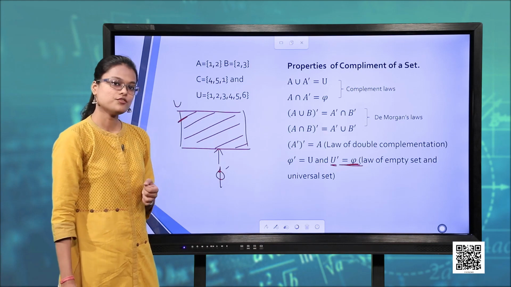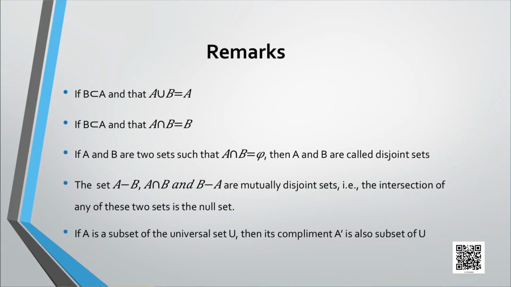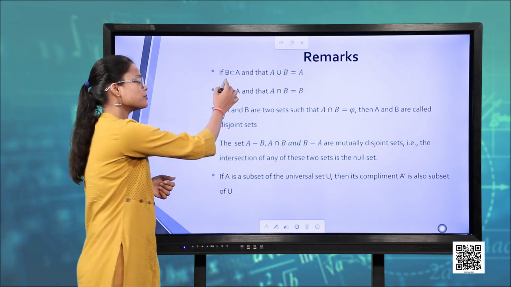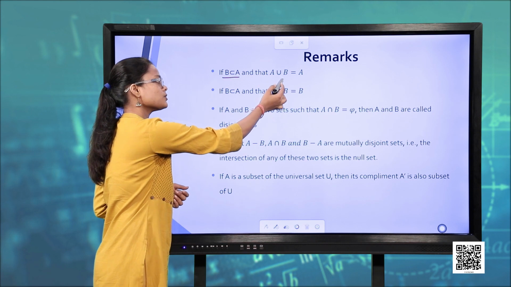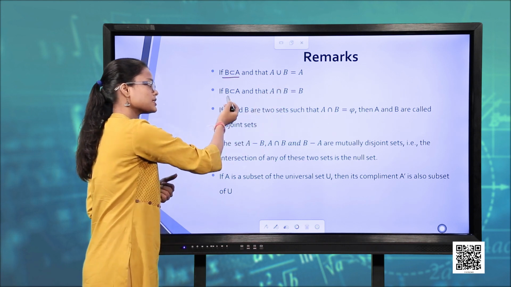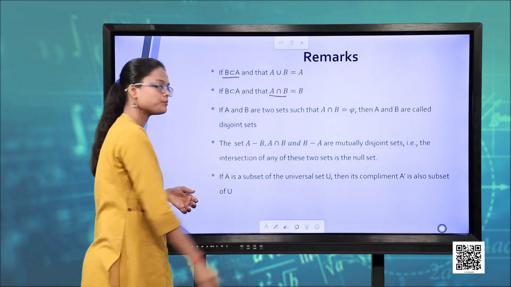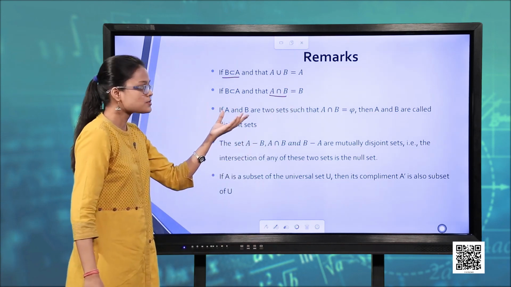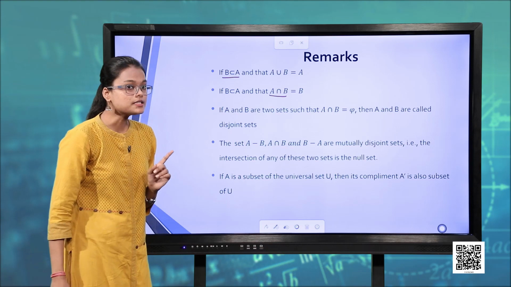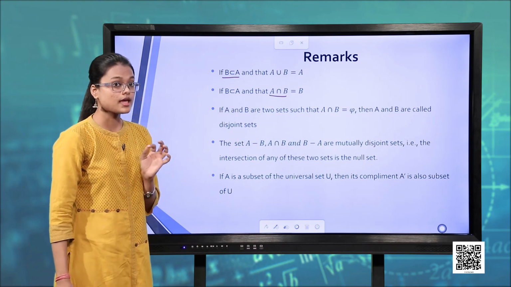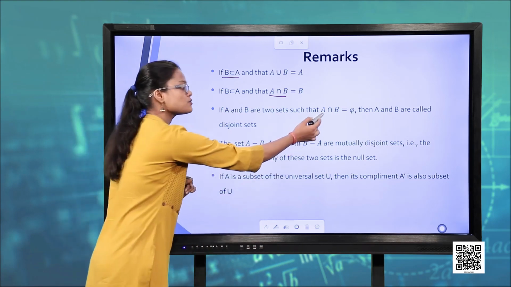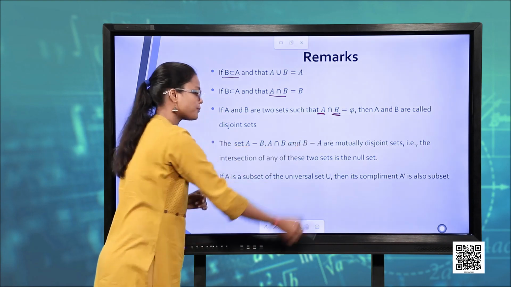Now, let us move further. You may observe the following remarks, what we have learnt up till now. If B is a subset of A, then A union B is equal to A. If B is a subset of A, then A intersection B is B. If A and B are two sets and the intersection between the two is empty, then the two sets are said to be disjoint sets.